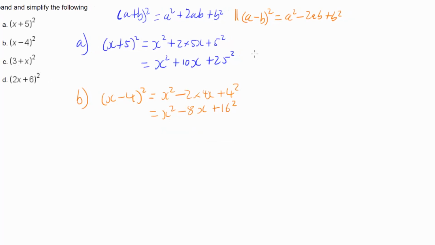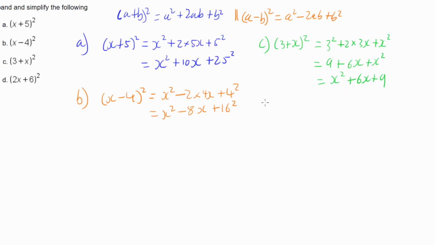Now if I have a look at part C, I have (3 + x) all squared. So it doesn't matter what order these terms are in, whether it's the x first or a number first, it's still the same process. So I take my first term, which is 3, and square it. Then I'm going to add on 2 times the two terms multiplied together, so add on 2 times 3x. Then add on the last term squared, so x squared. So I've got 9 plus 2 times 3 is 6x plus x squared, and then because of convention I'm going to write this the other way around as x squared plus 6x plus 9.